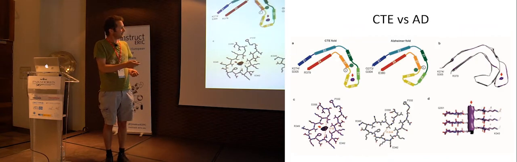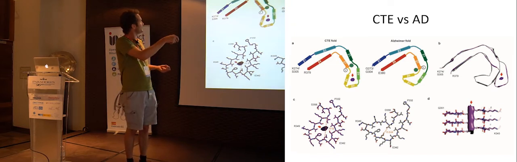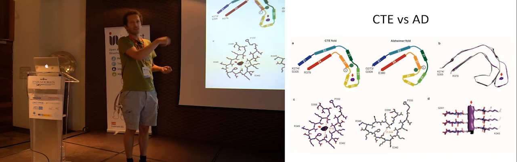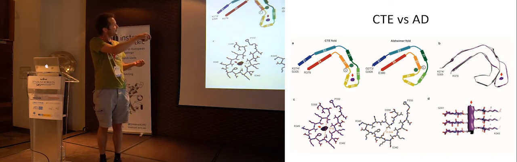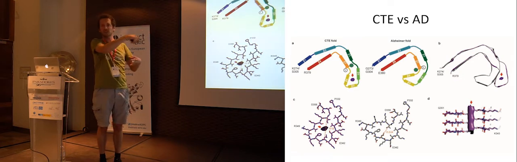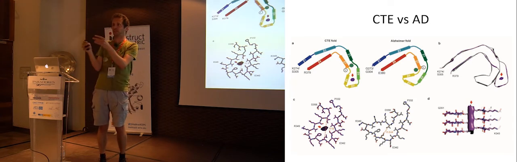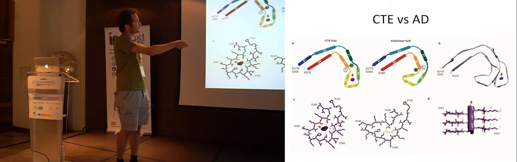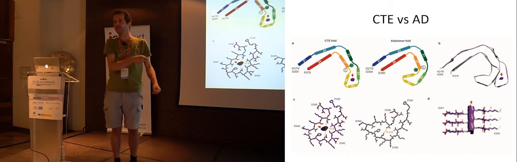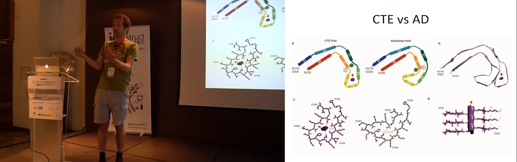Now, if we look at the CTE fold versus the AD fold, it's more or less the same amino acids that form, again, a kind of C-shaped structure, but it's more open. And that's because there's a pair of leucine and serine, which is actually switched inside out. So you have all these beta strands. The beta strands are connected by short little loops, if you like, and there's a switch. So in AD, the leucine is inside and the serine is outside, and in CTE, that's reversed. Now, what is cause and effect, we don't really know. We can only observe the final structure, of course.